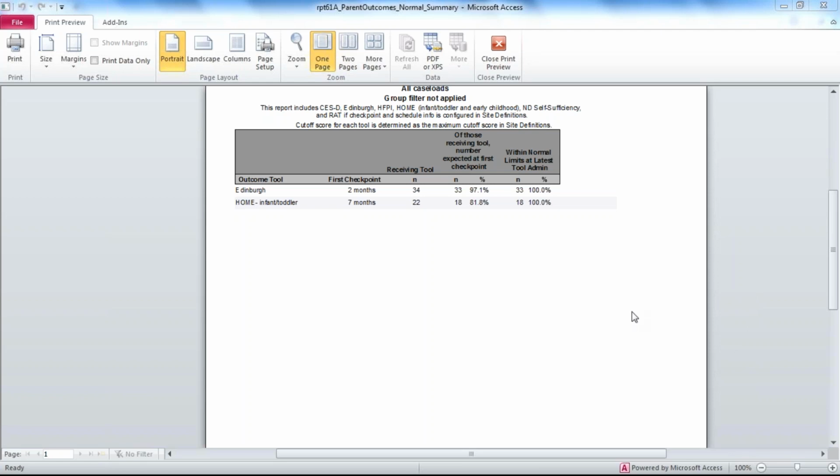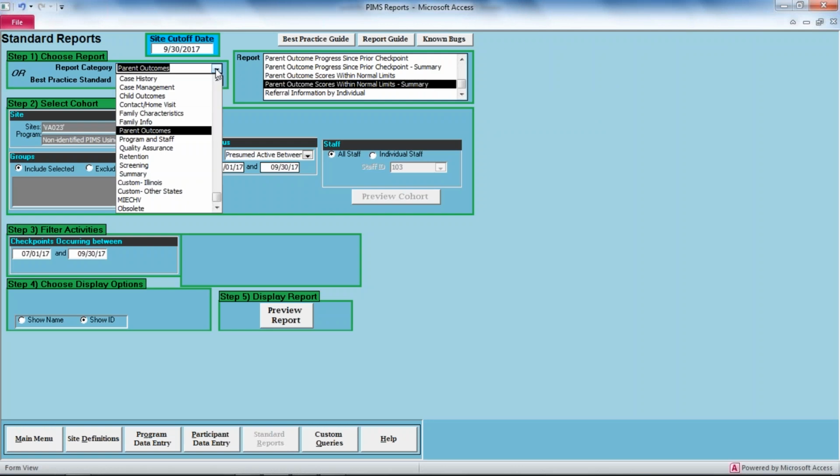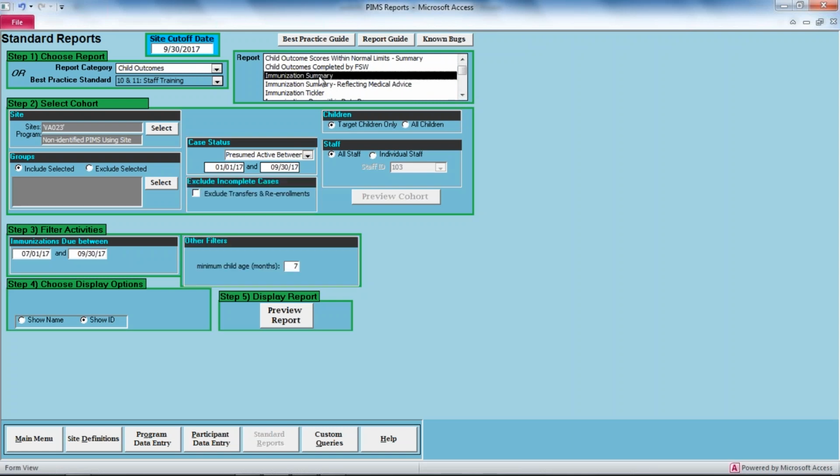Can we exclude transfers and re-enrollments for the immunizations report? Okay. Let's go back to child outcomes. Why would you want to do that? Immunization summary. Yes. Exclude transfers and re-enrollments as long as they've been marked that on their assessment form via this checkbox.